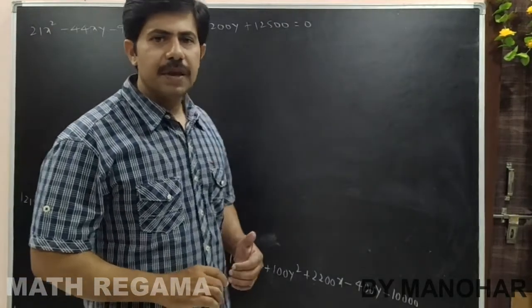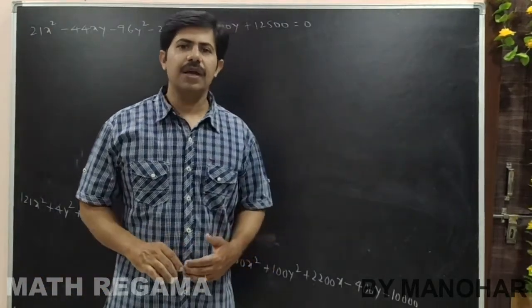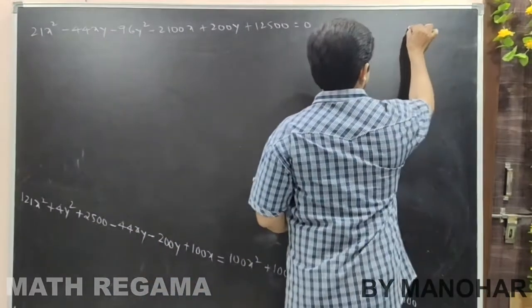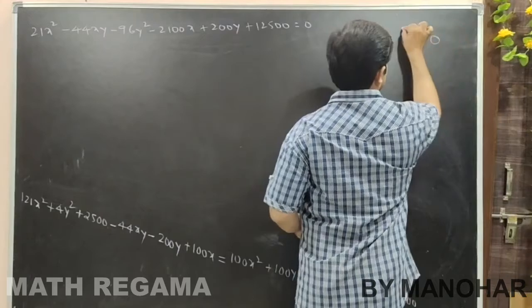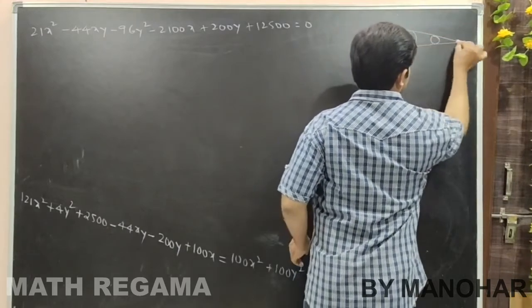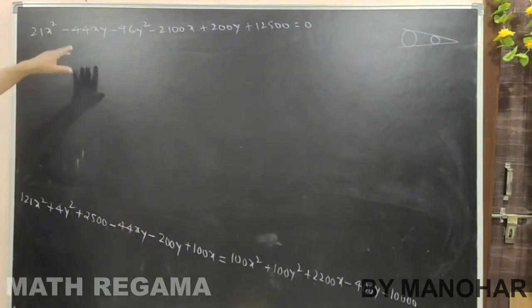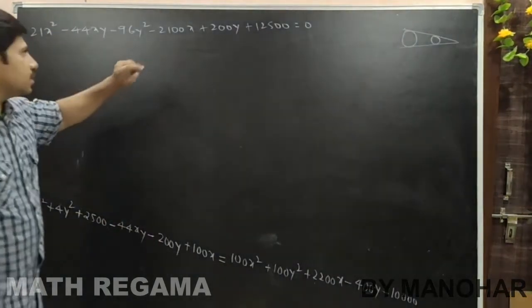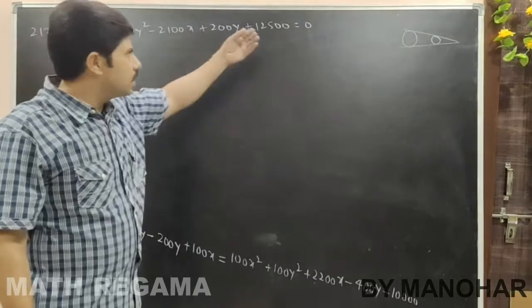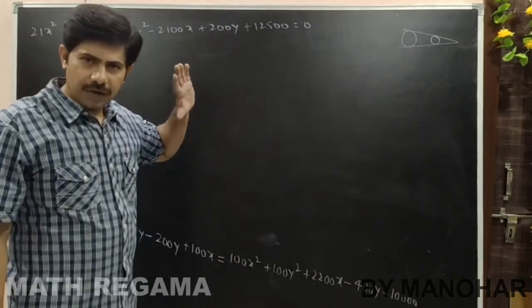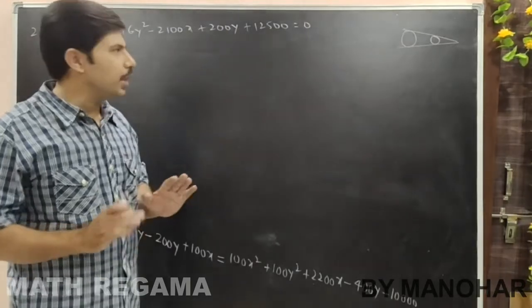Okay, now this pair of tangents will simplify as two individual tangents. That means, see, this is a circle. This one is a pair of tangents. So the equation of this pair of tangents is 21x square minus 44xy minus 96y square minus 2100x plus 200y plus 12,500. Now what we do is we will factorize this and we will make two individual tangents.